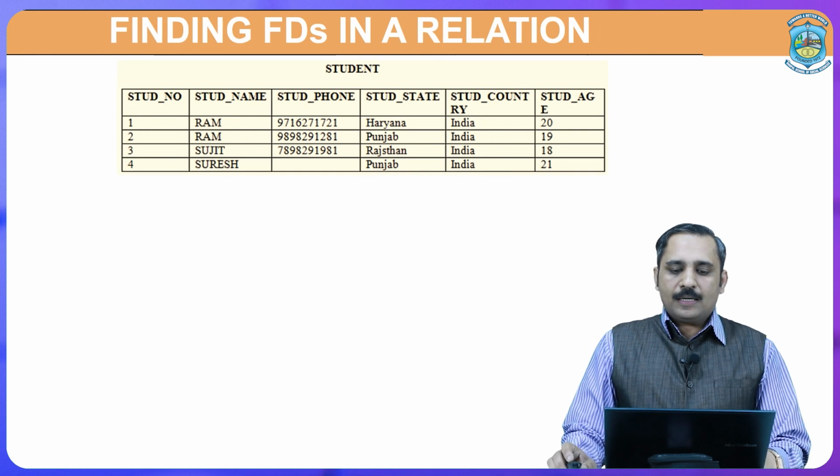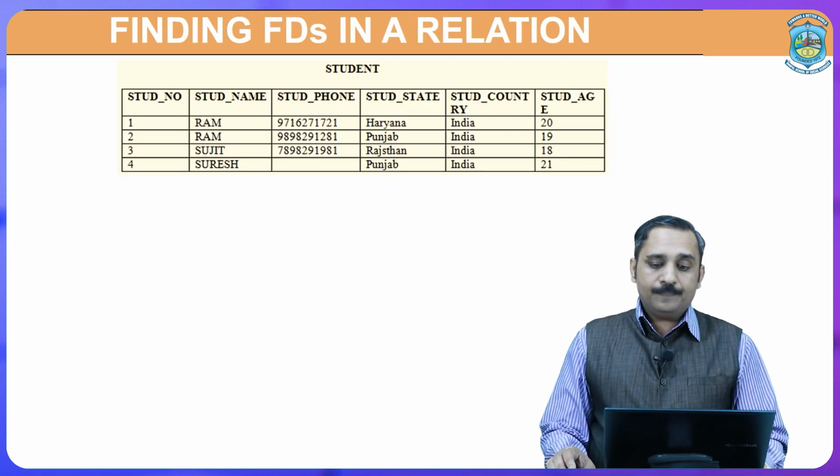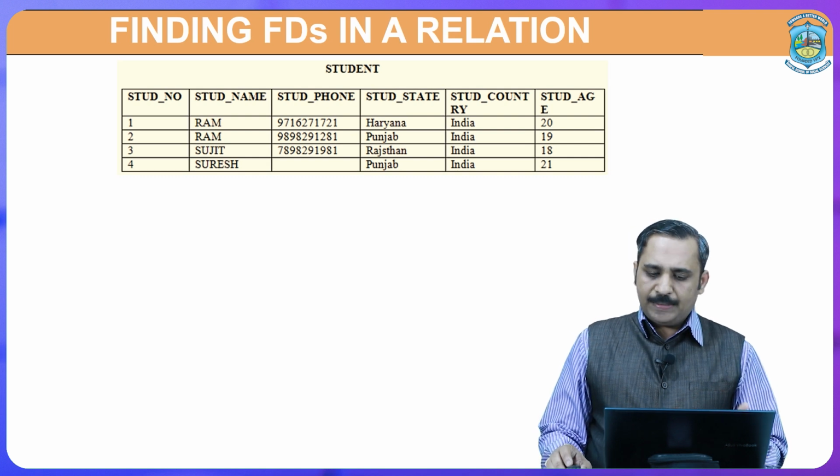Now, let us see with an example how we find functional dependencies in a relation if they are not given explicitly. Suppose we have a table named student, in which we have 6 different columns or attributes. We have student number, student name, student phone number, state, country and age with some data attached.